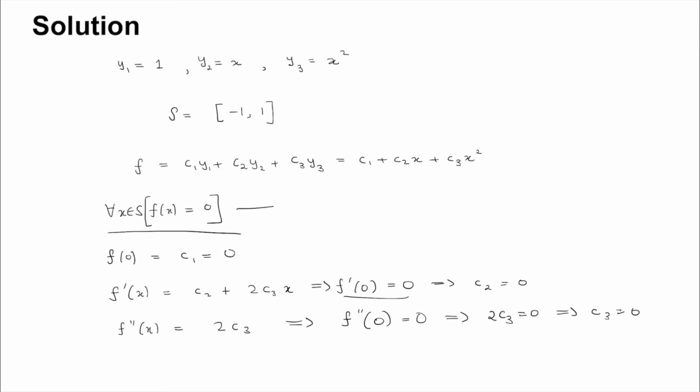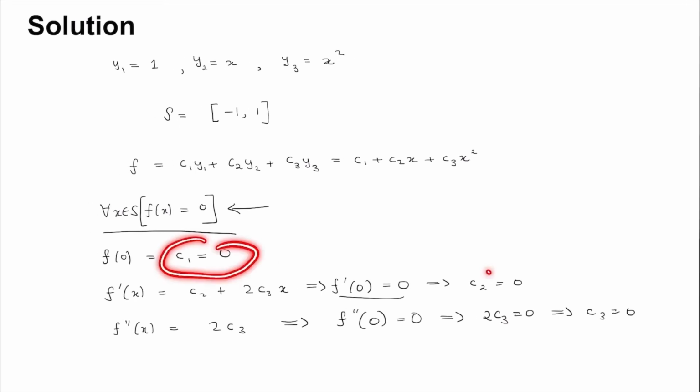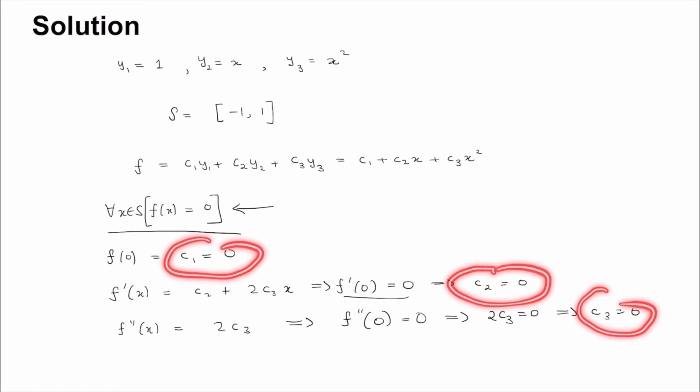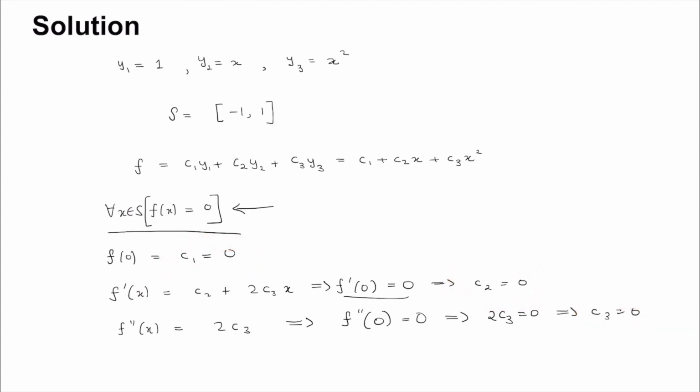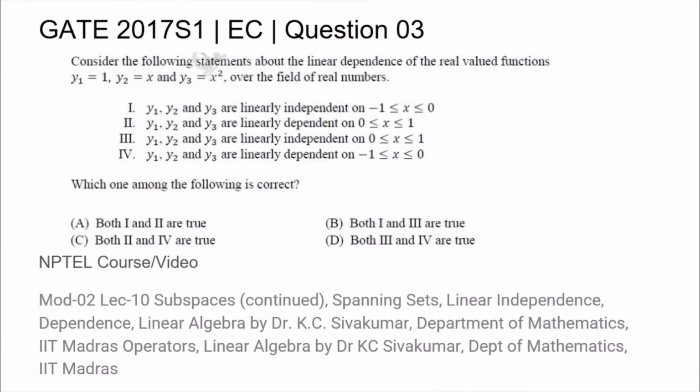So we started with this assumption and we've gotten c1 equal to 0, c2 equal to 0 and c3 equal to 0. And so we've proven that the 3 functions y1, y2 and y3 are linearly independent on this set S. And so therefore options 1 and 3 are true, which is option B of this question.